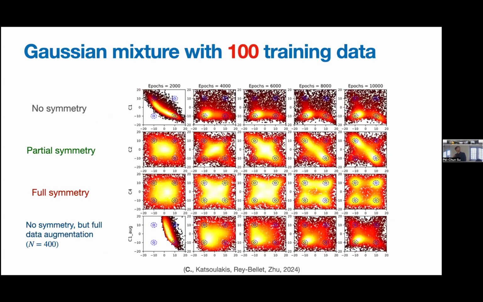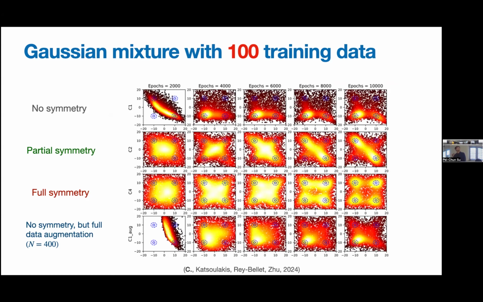Here is one simulation where you want to learn a Gaussian mixture with only 100 training data. The Gaussian mixture consists of 4 Gaussians with 4 centers. You can view this as a C4 group. The first row is a vanilla GAN with no knowledge of symmetry. The second row is a GAN incorporated with half the symmetry. Basically, you know that you can go from one center to the diagonal center. The third row is a GAN with full knowledge of symmetry, where each group action is generated by the one that takes you from one center to the next one. So you have full knowledge of the C4 symmetry.